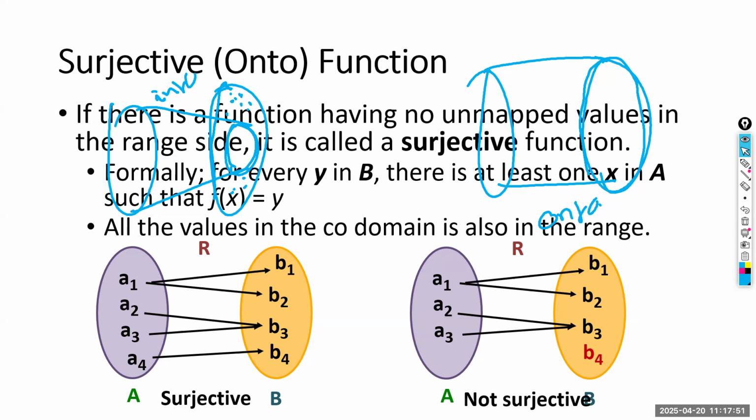Now, is it clear what is injective? That is simply one-to-one. Surjective means it's an onto function, not an into function. That means there are no unmapped values in the range side. In other words, your range is the same as codomain.